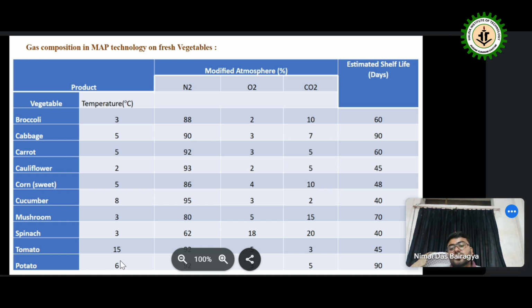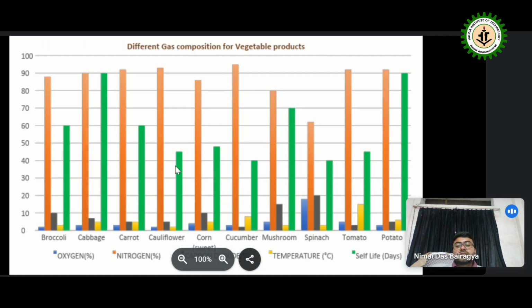If we talk about potatoes, if we keep the potato at 6 degrees Celsius temperature, and nitrogen is 92%, oxygen is 3%, and carbon dioxide is 5%, then the shelf life of potato will be up to 90 days. So this is the different types of combination of gases in the graphical presentation for the different types of vegetables. And by observing the green line, we can see the shelf life will be much longer for the different types of vegetables.